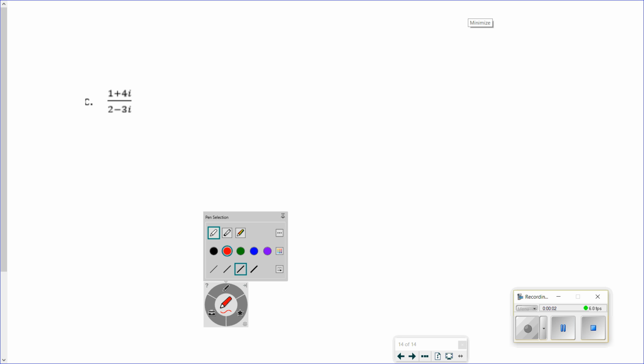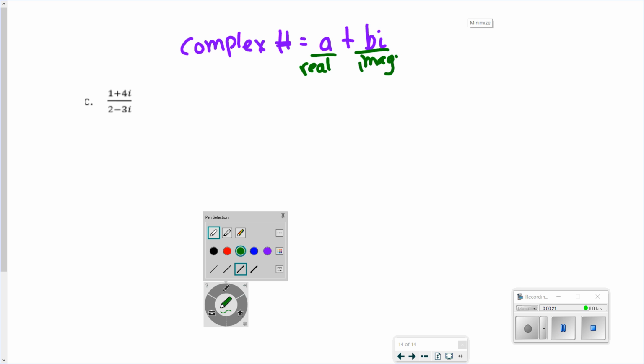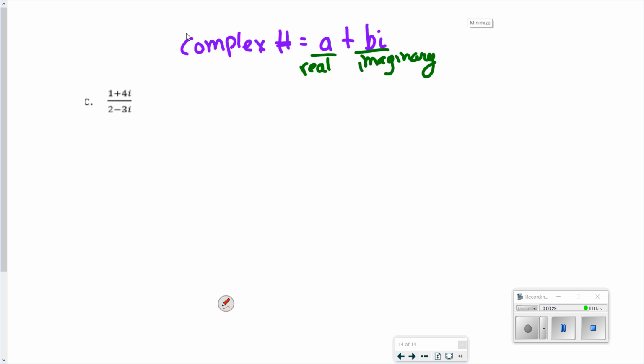In this video, we are going to look at how to divide two complex numbers. So, a review of complex numbers. A complex number is anything of the form a plus bi, where a is the real part and bi is the imaginary part. So you can add two complex numbers, you can multiply two complex numbers, and you can also divide two complex numbers.